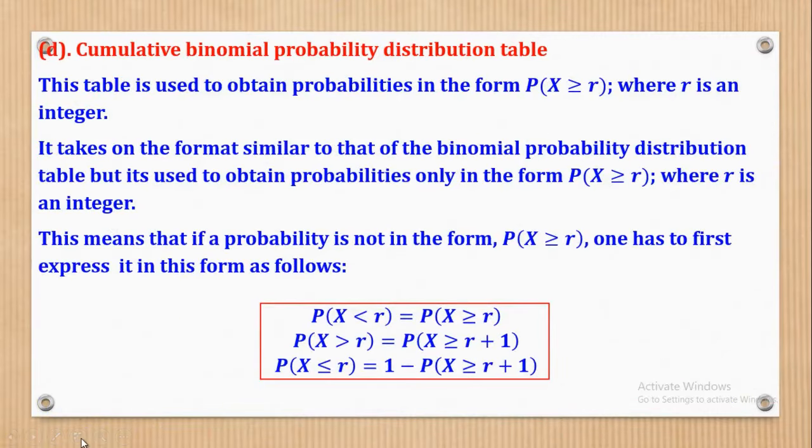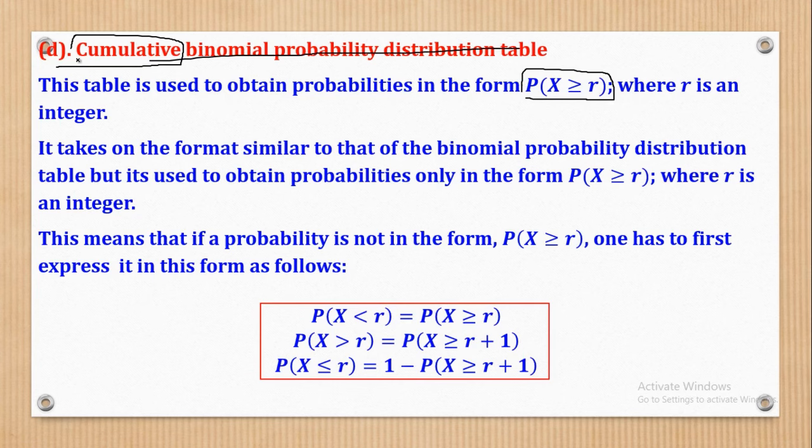So now we shall go to the cumulative binomial distribution table. So the binomial distribution has two tables. One is just the binomial distribution table, and another one is cumulative. So you must be keen on that word cumulative. So what is the difference? This table is used to obtain probabilities in the form x is greater than or equal to r. Now remember, the binomial probability distribution table is used to obtain probabilities of x equal to r.